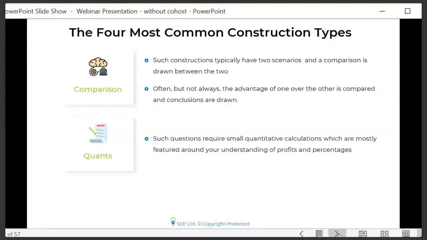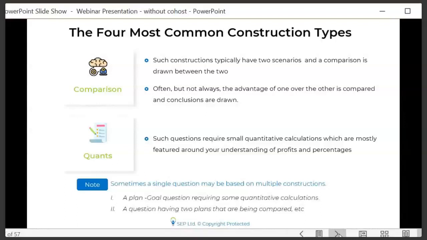Okay. All right. So there is another thing here. It is possible that sometimes a single question may be based on multiple constructions, like you might have a plan goal question requiring some quantitative calculation. You might have a question having two plans that are being compared, and so on. So in this session, we will discuss the first two frameworks, that is the framework for plan goal questions and framework for causality questions. Let us first look at the framework for plan goal type of construction.